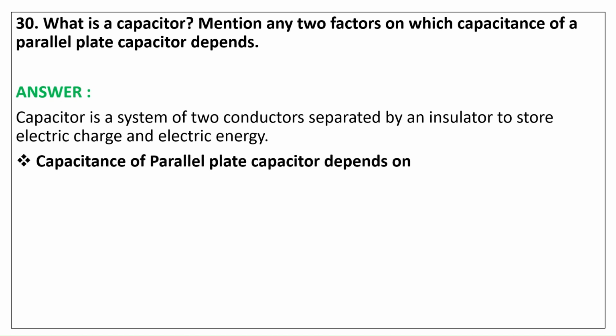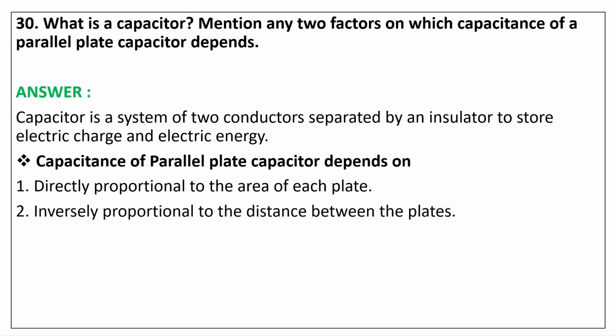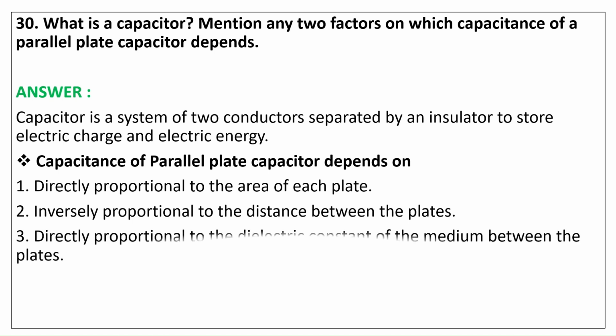Capacitance of a parallel plate capacitor depends on: 1. Directly proportional to the area of each plate. 2. Inversely proportional to the distance between the plates. 3. Directly proportional to the dielectric constant of the medium between the plates.